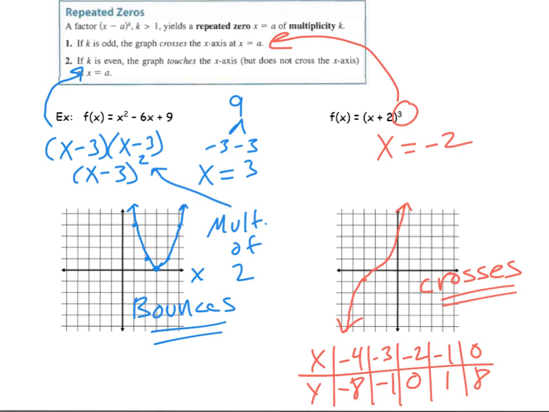Again, you're probably going to have zeros that cross. That's going to be the more common scenario. But if you see a multiplicity of 2, that needs to register that at that 0, we're not crossing the axis. We're just touching it and bouncing off.